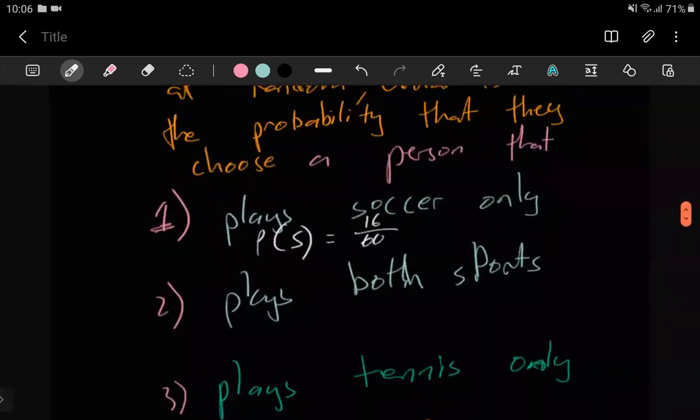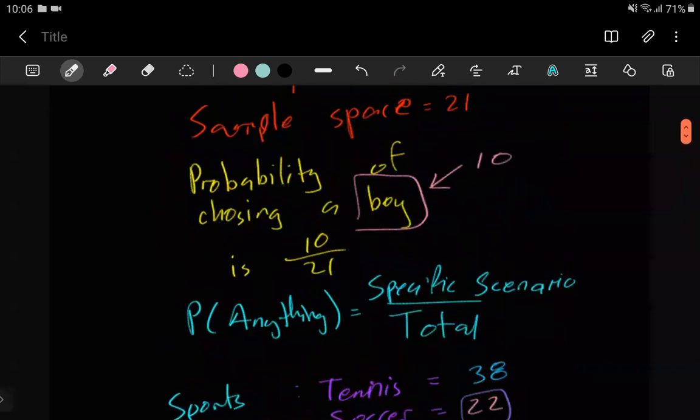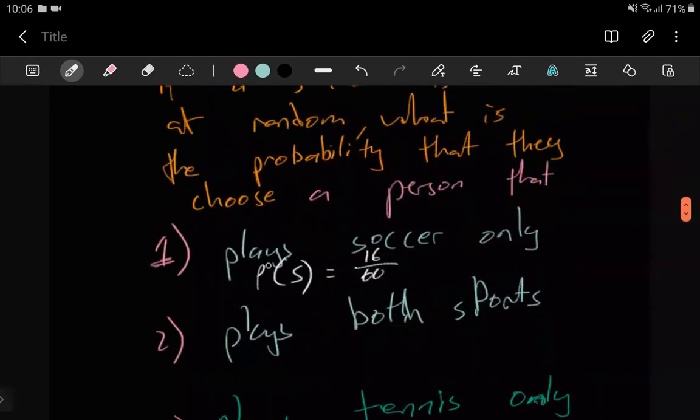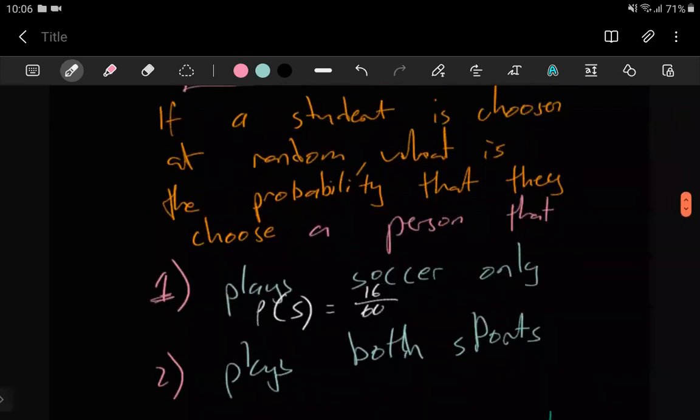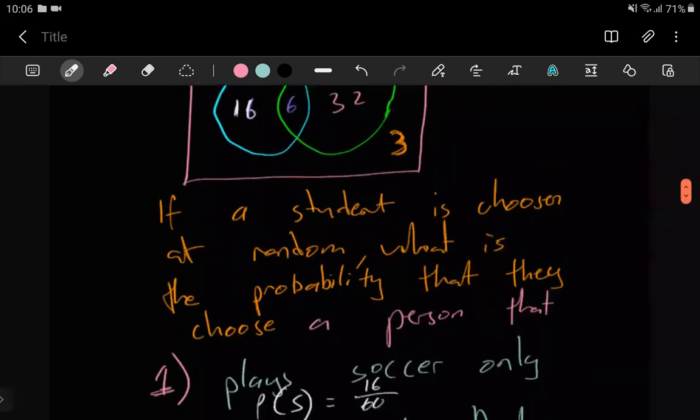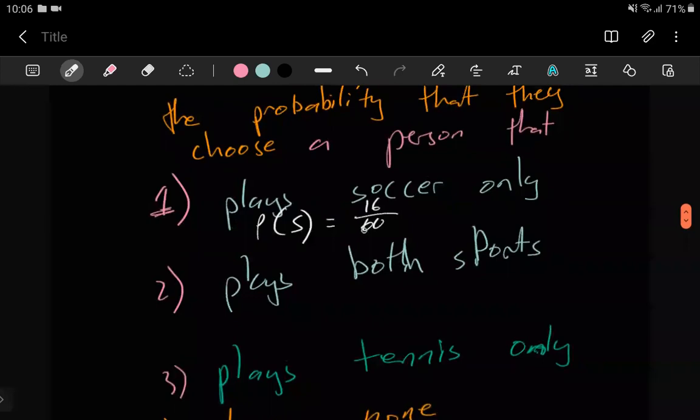Which is what we say, the probability of anything is going to be equal to whatever scenario they're talking about divided by the total. So the scenario they're talking about here is people that play only soccer. It's 16. The total people that we're dealing with is 60 people in total, of which your calculator can give it in its simplest form, whichever way it's going to give you. So the calculator for this question, let's see, 16 over 60. What does 16 over 60 give you?